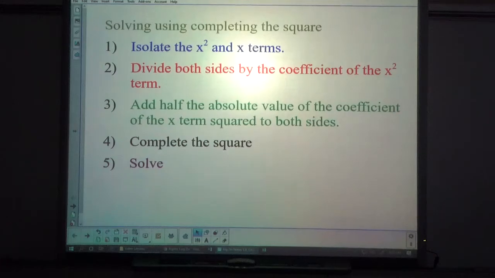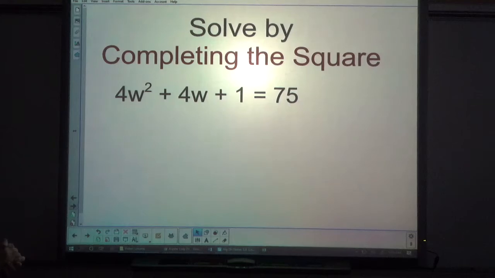Step three, add half the absolute value of the coefficient of the x term, squared, to both sides. You'll see what I mean by that shortly. And step four, complete the square. I'll show you how that works. And step five, solve. So here's our first problem, solved by completing the square.